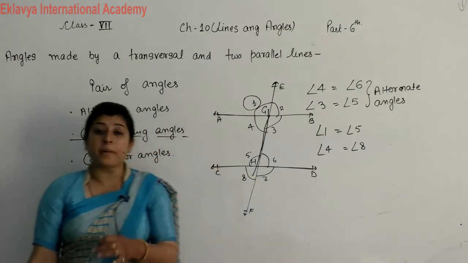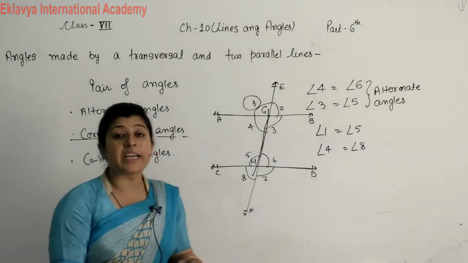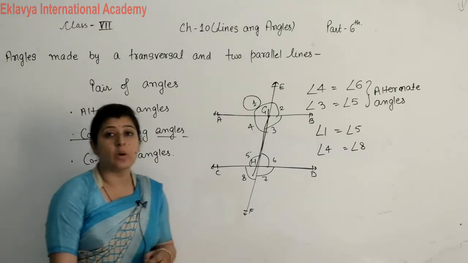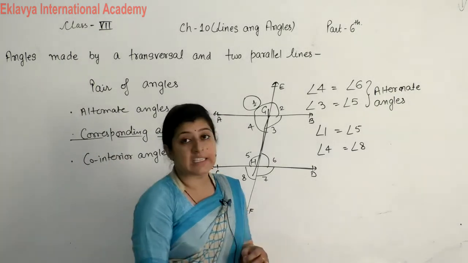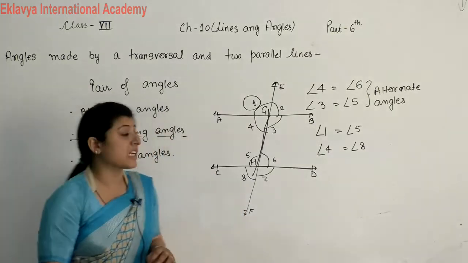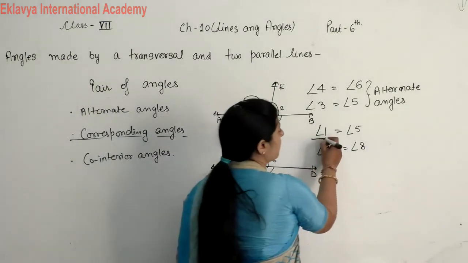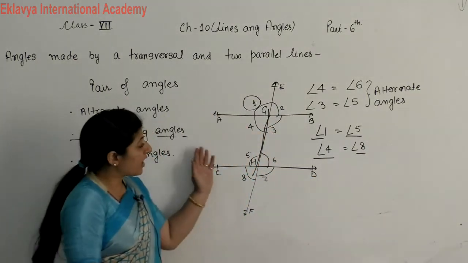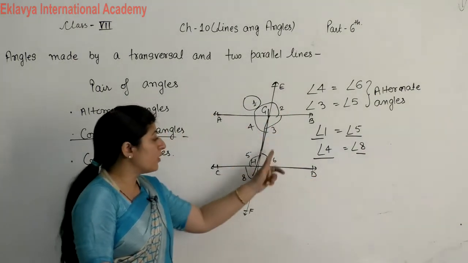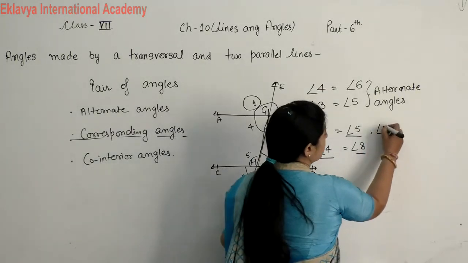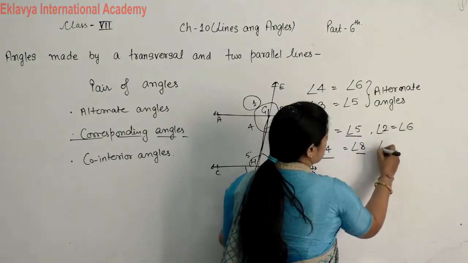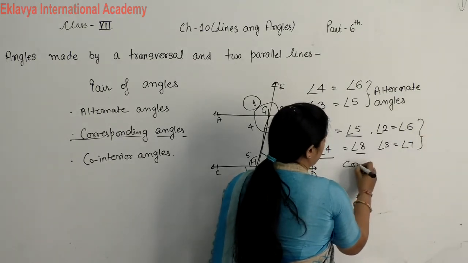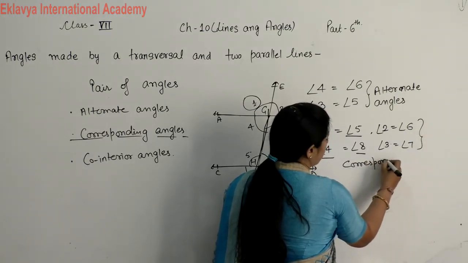In the case of parallel lines, corresponding angles are also equal. If a transversal intersects two parallel lines, then their corresponding angles are equal. So we can say angle 1 is equal to angle 5, angle 4 is equal to angle 8. Now see this side: angle 2 is equal to angle 6 and angle 3 is equal to angle 7. These all are pairs of corresponding angles.